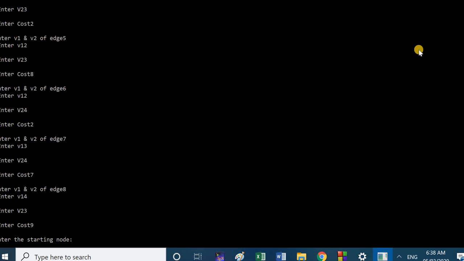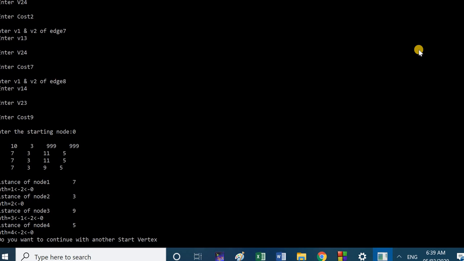You also have to give the starting node. Our starting node is 0. So it gives you the distance of the nodes: the paths from 0 to 1, 0 to 2, 0 to 1, 3, 0 to 4. So 7, 3, 9, 5. This is the final distance vector. This is your initial cost matrix and this is your final distance vector from the starting node 0.